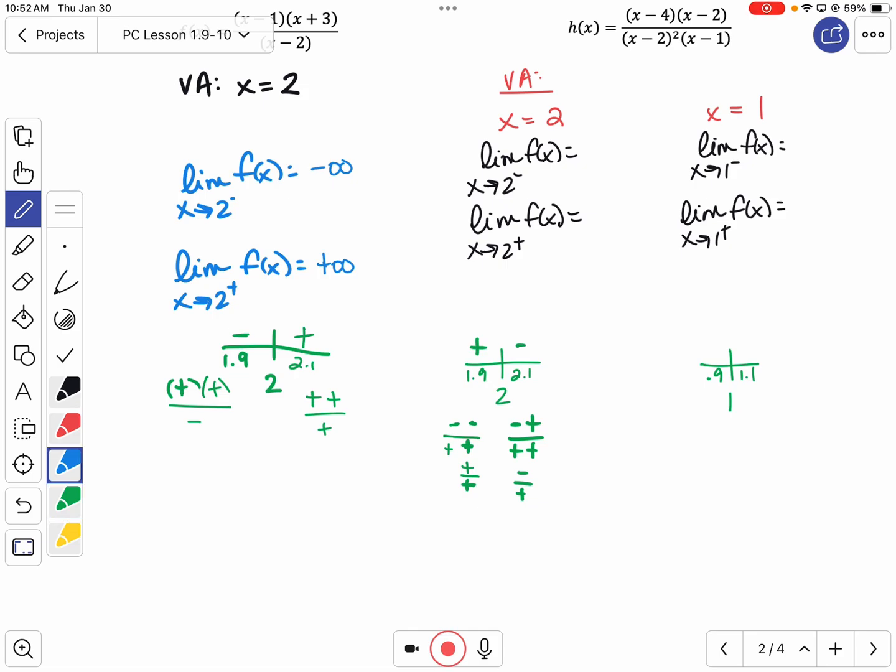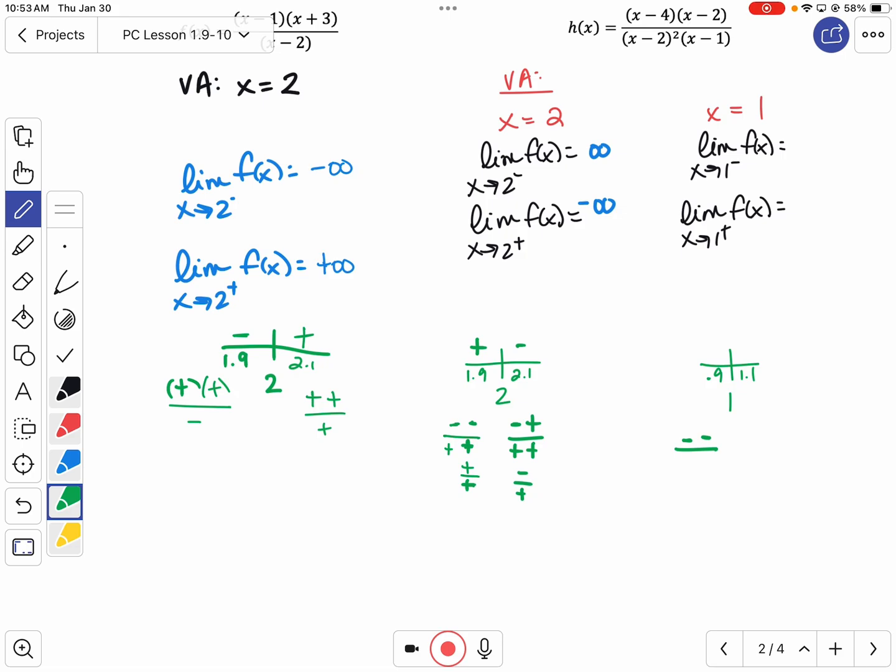Okay, so if we fill in our behavior, to the left, it was positive, so I'd use positive infinity. To the right, it was negative, I'd use negative infinity. Okay, how do we do? All right, let's do it again. But this time we're going to use 0.9. Let's see if I do better this time. Okay, no promises. 0.9 minus 4, that's going to be a negative. 0.9 minus 2, that's going to be a negative.